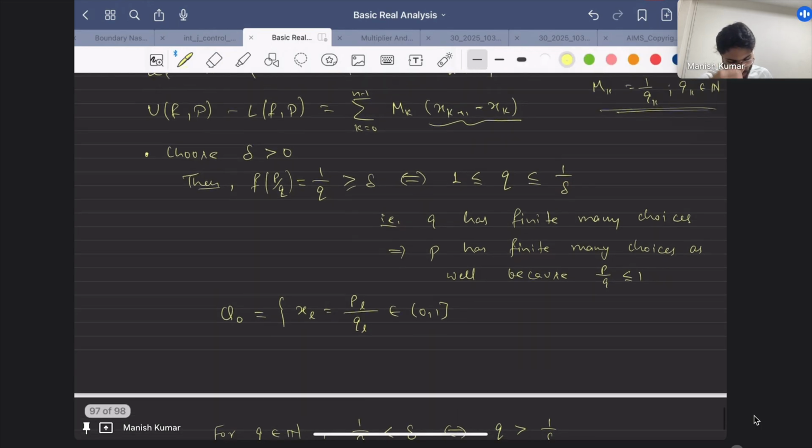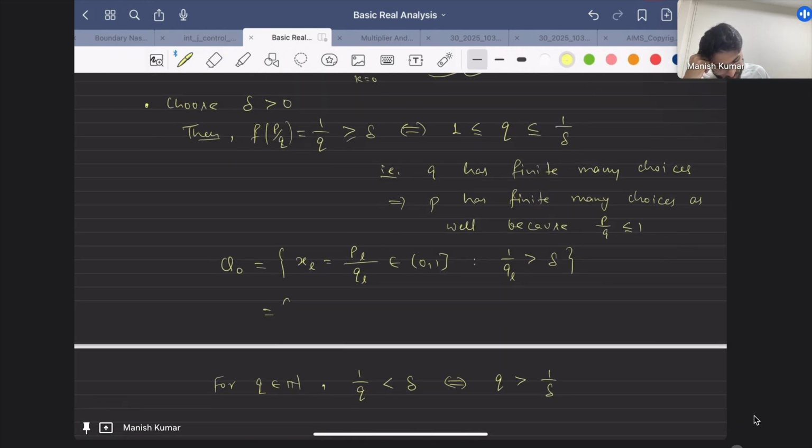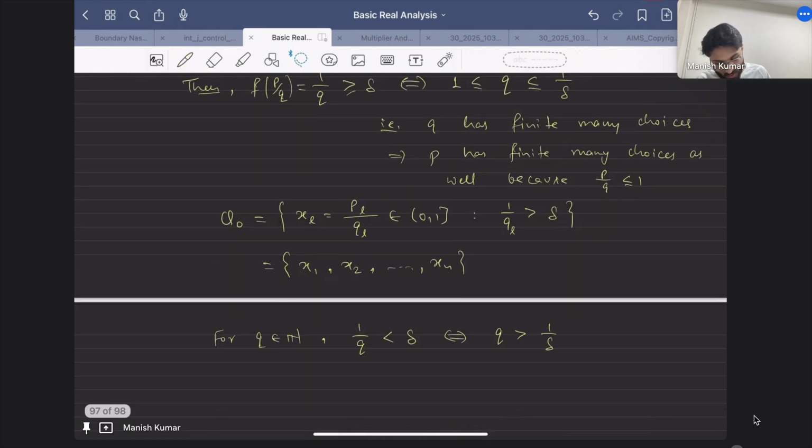So I define this Q naught such that 1 by QL is greater than delta. Okay, so this is finite. So QL greater than delta. Let's say I'm naming them x1, x2, enumerating them. So let's say there are n points for which this is happening. Okay, fine.